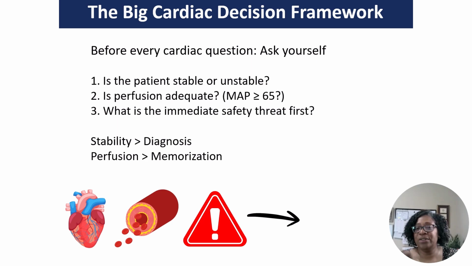So let's think of the definition of stable. Stable would be normal blood pressure, awake, alert, and oriented. They're warm. They have adequate oxygenation. And then you have an unstable patient. They'll present with hypotension, an altered mental status, chest pain, even signs of shock. So understand, stability always outranks a diagnosis. So let's begin.